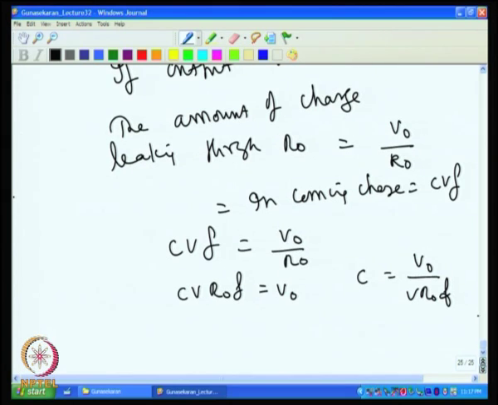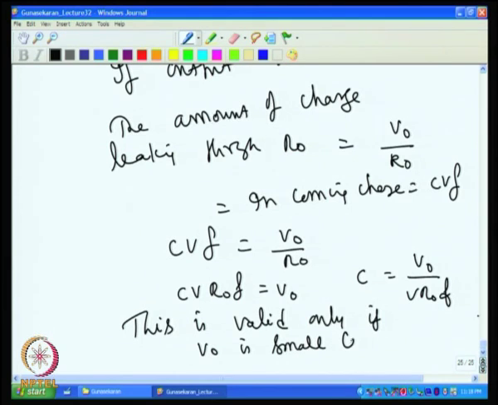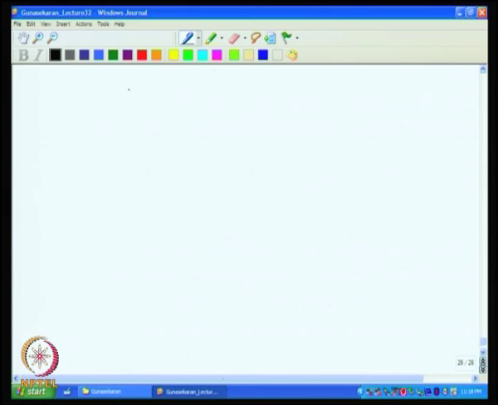So, this is valid only if V naught is small compared to V. Normally we can select R naught to keep V naught within a few millivolts.